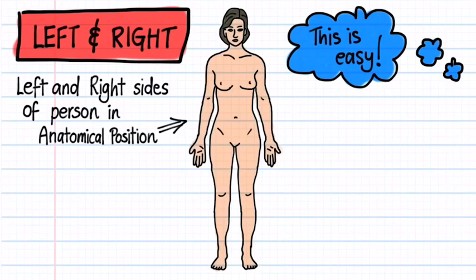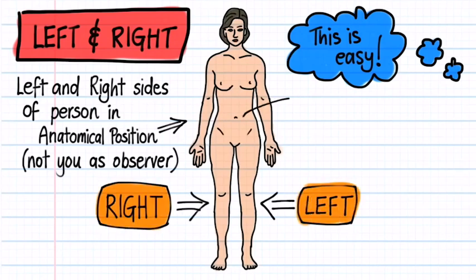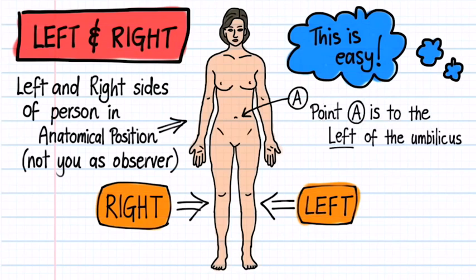We are not referring to the left and right sides of the observer, which in this case would be you looking at this drawing. Consequently, for the woman in this picture, this is her left side and this is her right side. So if you are asked in a test to describe the position of, say, point A relative to the umbilicus or belly button, the correct answer would be point A is to the left of the umbilicus.